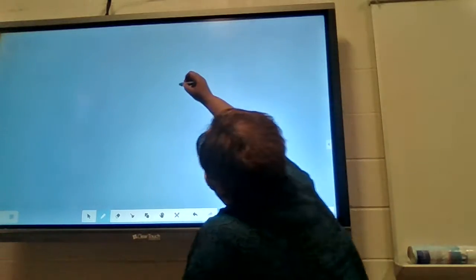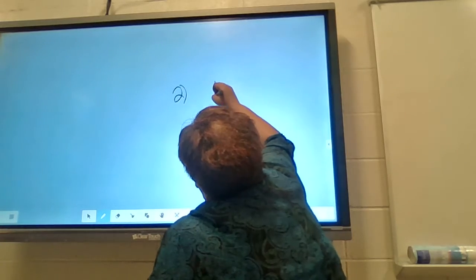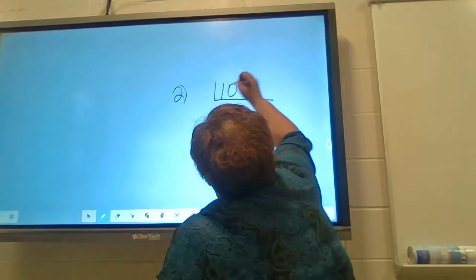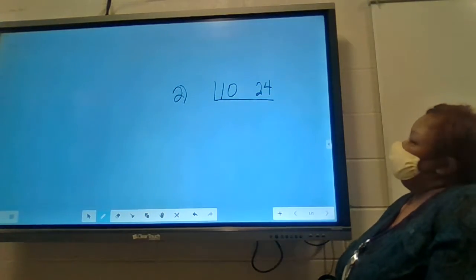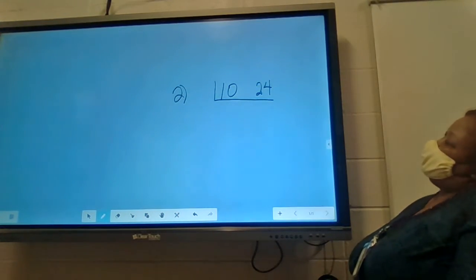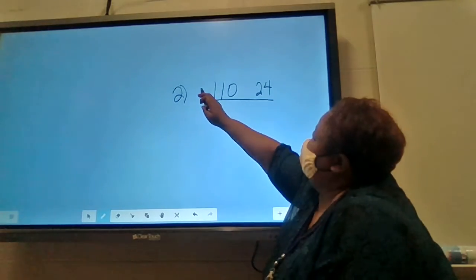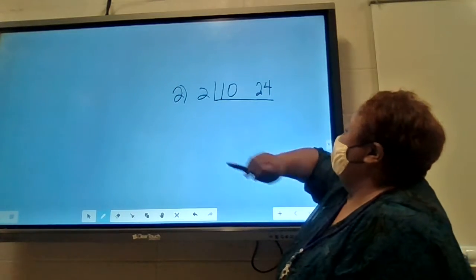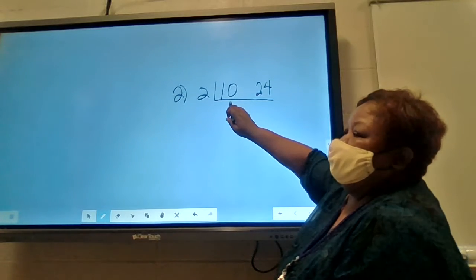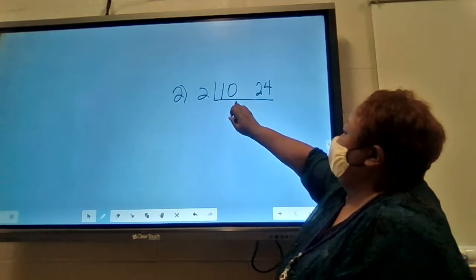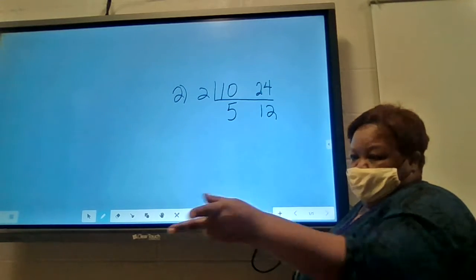Okay, number 2 says find the least common multiple of 10 and 24. So we want to use our upside down birthday cake method. Now, they're both even numbers, so what goes into 10 and 24? 2. So I'm going to write my 2 out here. 2 goes into 10 how many times? 5. And 2 goes into 24 how many times? 12.